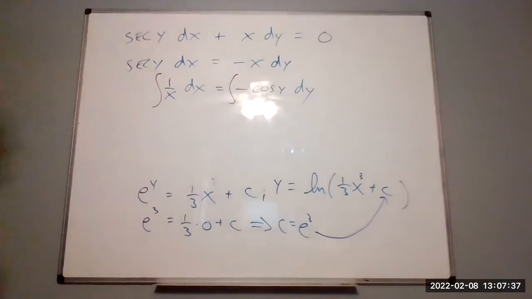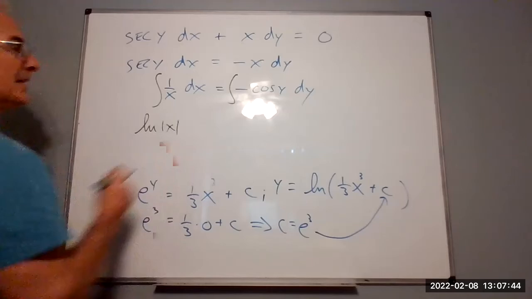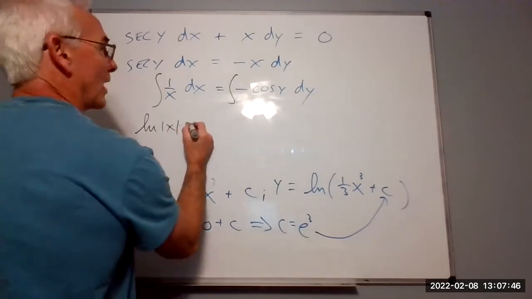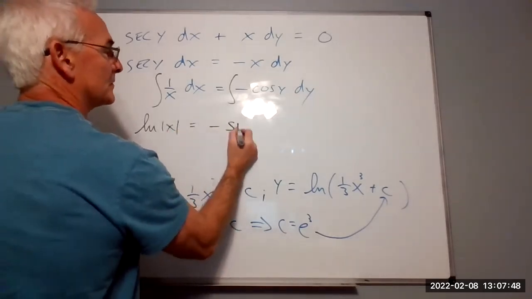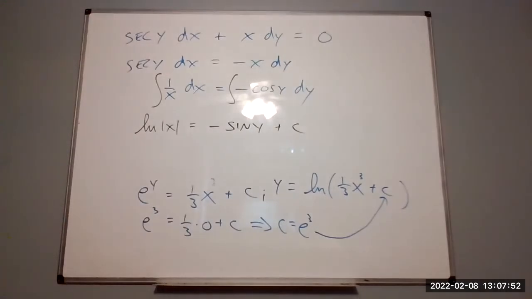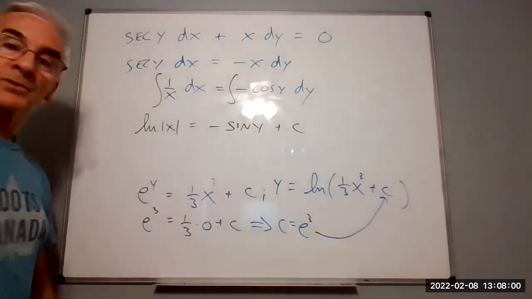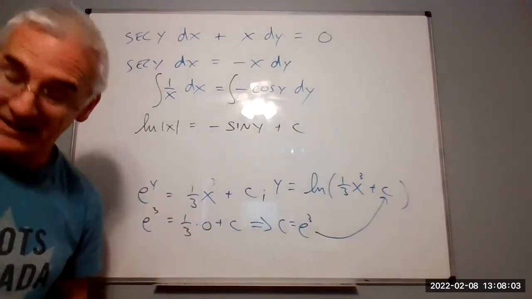So now I'm going to do that. The left side is natural log absolute value of x. The right side, negative sine y plus c. If I was given an initial condition, I'd solve for c. If not, I just leave it alone. Now, I would really like to write y equals if I can, but if I can't, that's okay.